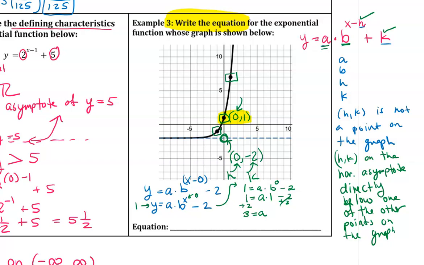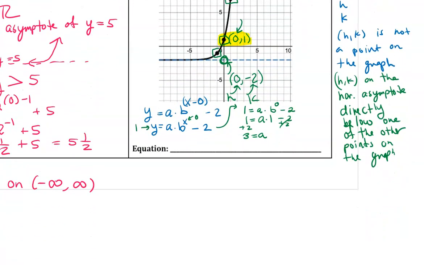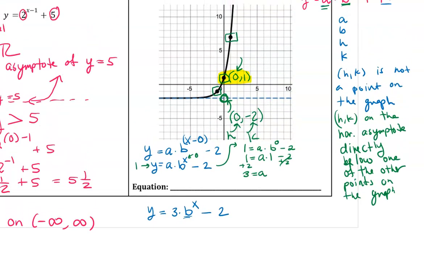Okay, so now here's what I have. Sorry, follow me down here. Now I have y equals 3 times b to the x and then minus 2. So this is what I have so far. Now I can go ahead and find b. To do that, I'm going to have to use one of the other points on the graph. And I think I'll use this one. This is where x is 1 and y is 7.